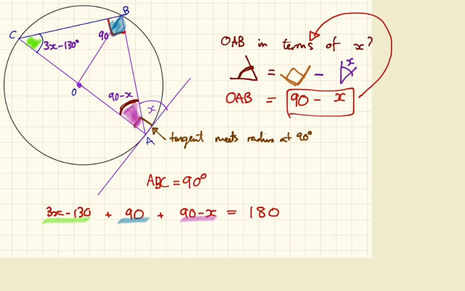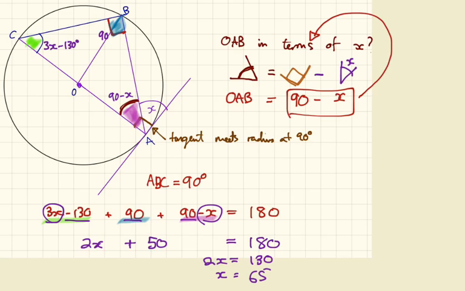When solving this equation, you would combine like terms. So we have 3x minus x is 2x. A handful of people wrote 4x instead of 2x here. And then we have minus 130 plus 90 gives you minus 40... plus 50. So 2x plus 50 is 180. Subtract 50 from both sides gives you 2x is equal to 130. Divide through by 2 and you get x is equal to 65. So the answer is 65 degrees.